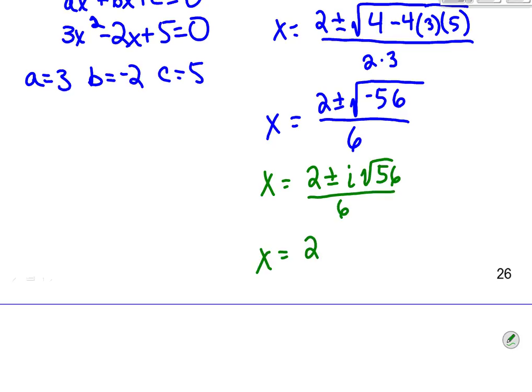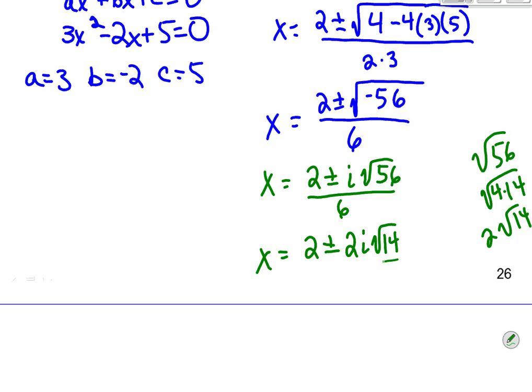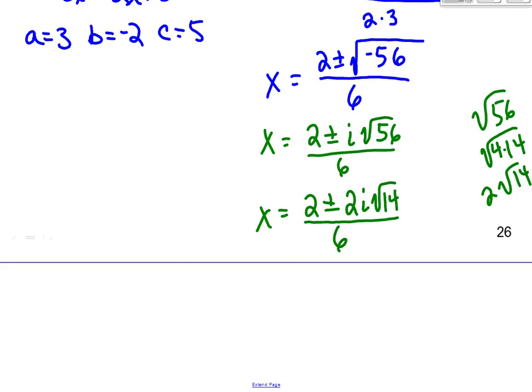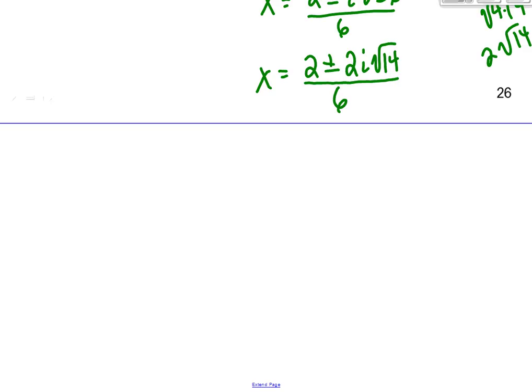So then that is 2 plus or minus, and the square root of 56 is the square root of 4 times 14, and so that's 2 the square root of 14. So I'm going to call that 2 plus or minus 2i the square root of 14 all over 6. Then using some factoring out of that common factor, in the numerator I'm going to factor out a common factor of 2, and then I'll reduce that with the denominator.